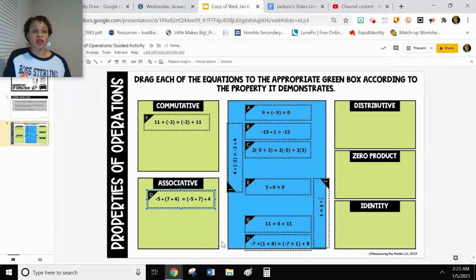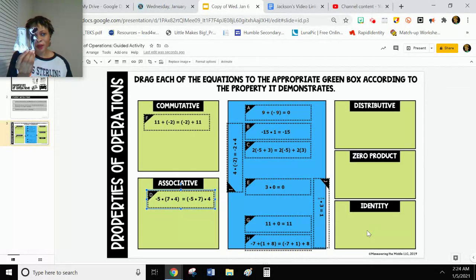Remember, these properties have to do with addition and multiplication. Addition is commutative. You can change the order of the numbers and still get the same answer. Associative property has to do with multiplication and addition as well. You move the parentheses, the answer is still going to be the same.